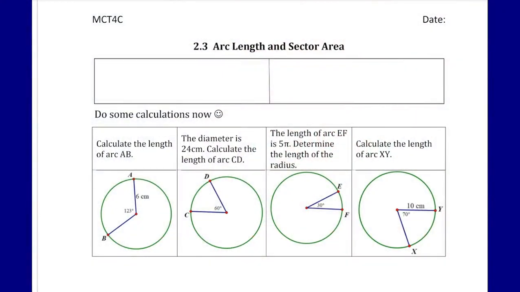In today's lesson, we are going to be looking at arc length and sector area. So this is the second half, or part two, of our lessons on circle geometry. In the previous one, we looked at angles and circles, and this one we're going to be looking at some measurements, and specifically arc length and sector area.